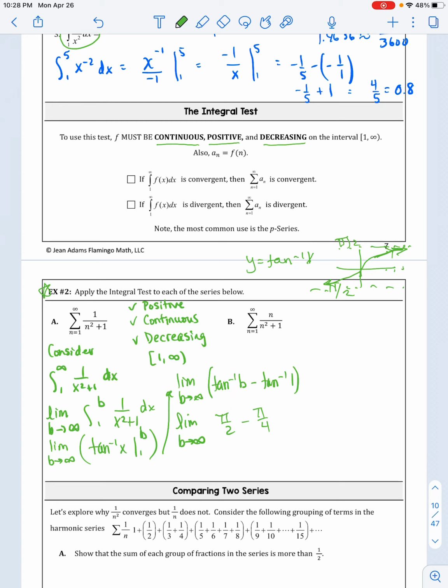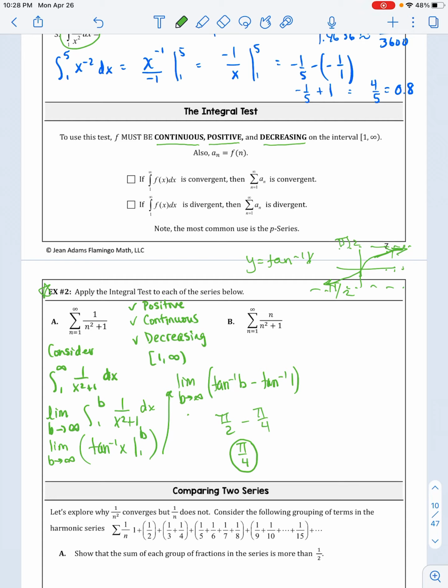Well, for what angle is the tangent 1? That would be pi over 4. So, oops, I already put that in, so I'm going to take that off of there. So this is going to end up giving you pi over 4.